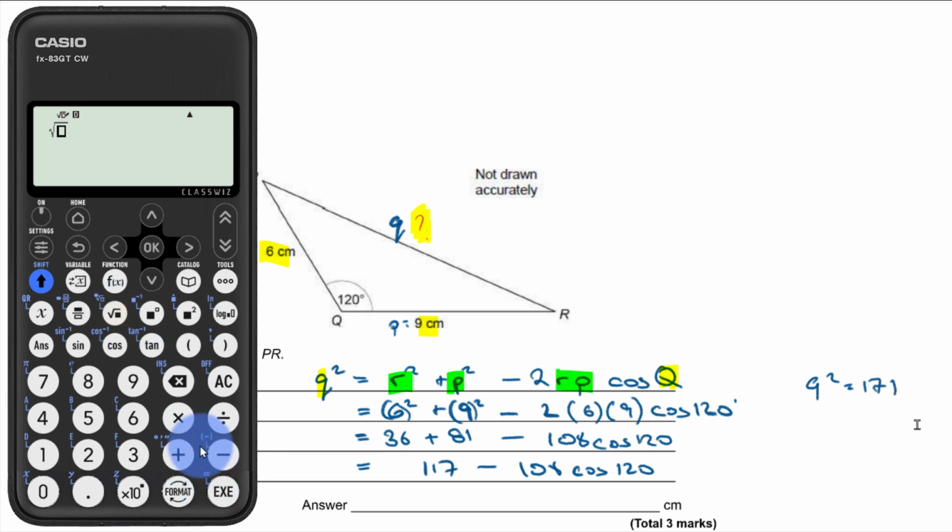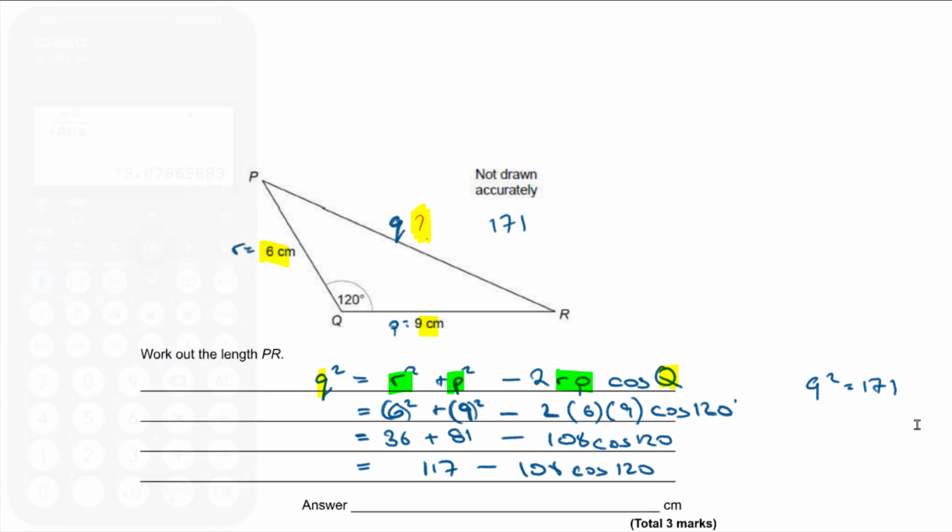You know, if you had 171 on that diagram, that triangle was never going to meet up, is it? So 6, 9, and 171, that's definitely not right. So just root that as your answer before you write down your final answer. That comes to 3 root 19 or 13.07. I'm going to round it off to 13.1. So q equals 13.1. That's my final answer, 13.1.